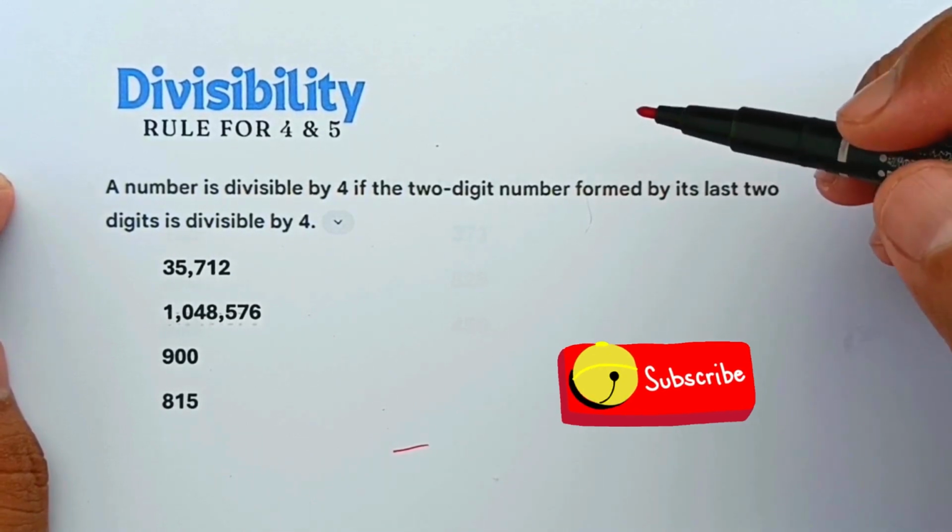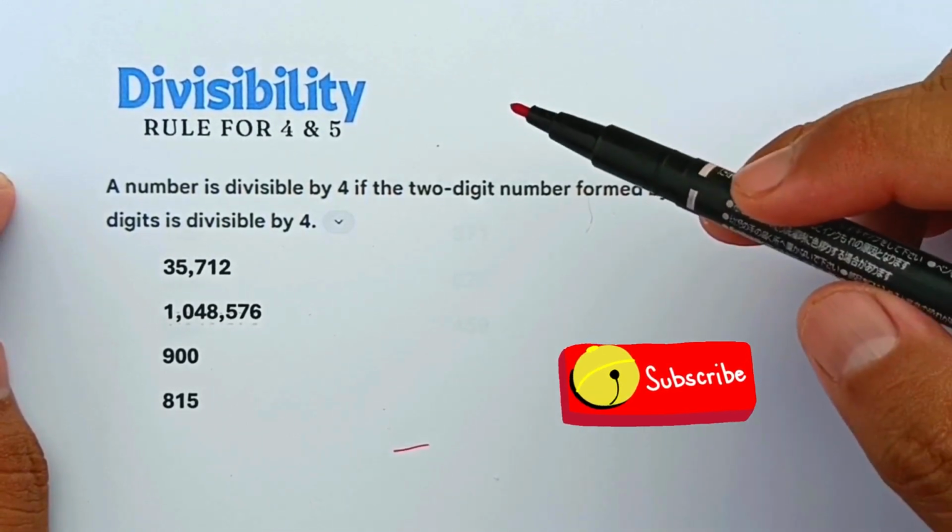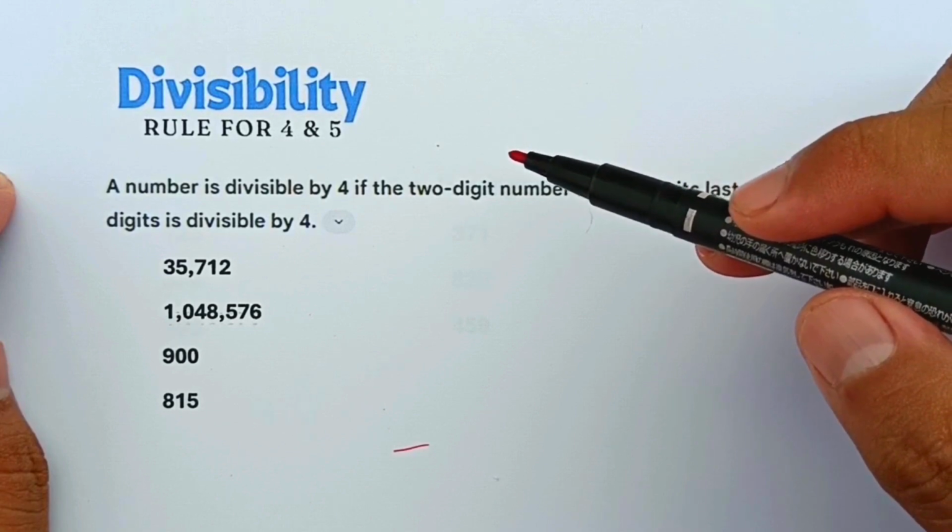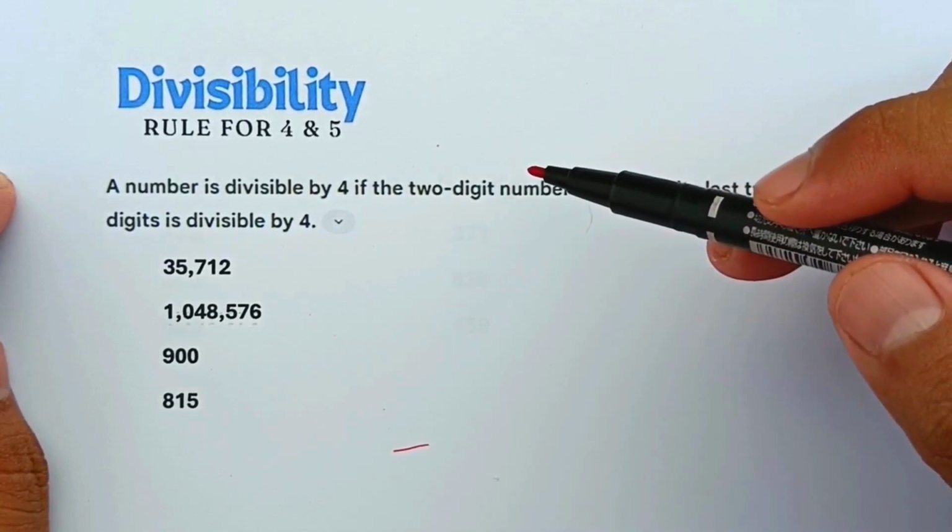And for today's lesson, I'll be discussing two rules. The first rule would be the divisibility rule for 4. Next is the divisibility rule for 5.